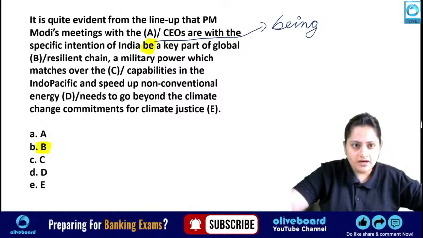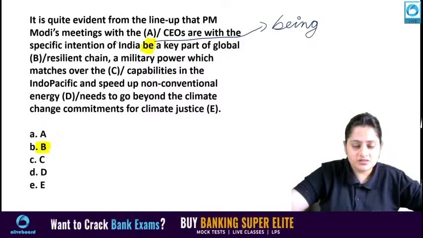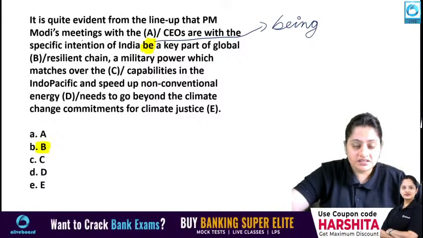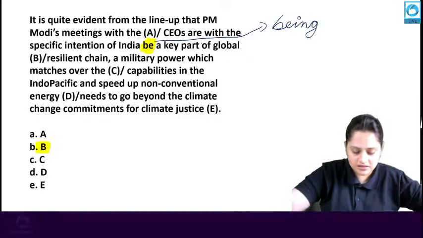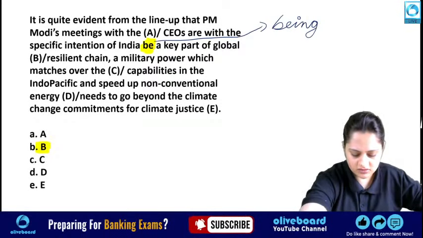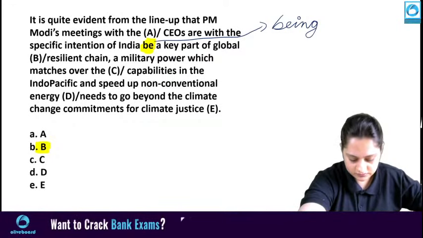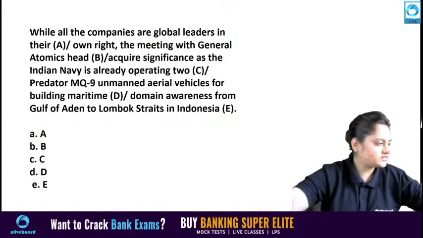Here, right? Meetings with the CEOs, that PM Modi's meetings with the CEOs, meetings is plural, so are with the specific intention of India being a key part. India is a key part and a crucial part. Okay? R will be correct. According to meetings, R is correctly used. Only being. Okay, next.